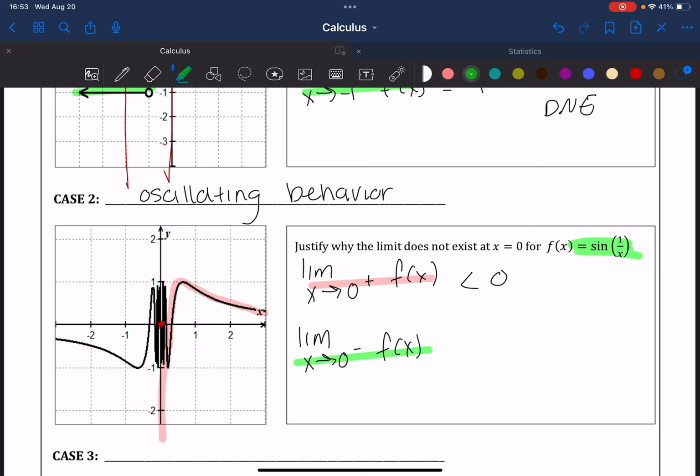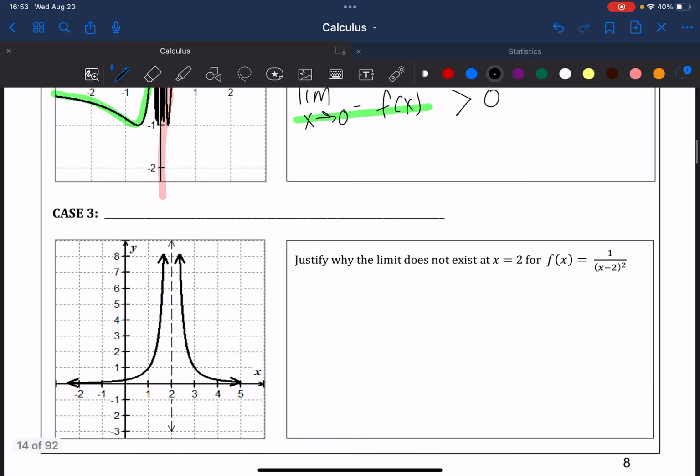For the left side, we notice that we're going down, and now we're going up, which tells us that this is greater than 0. Well, again, for the limit, these don't match. We can't say the limit is greater than 0 and the limit is less than 0. We also can't say that these are equal to each other, so that's why the limit does not exist. We need some finite answer to be able to prove that the limit is there.